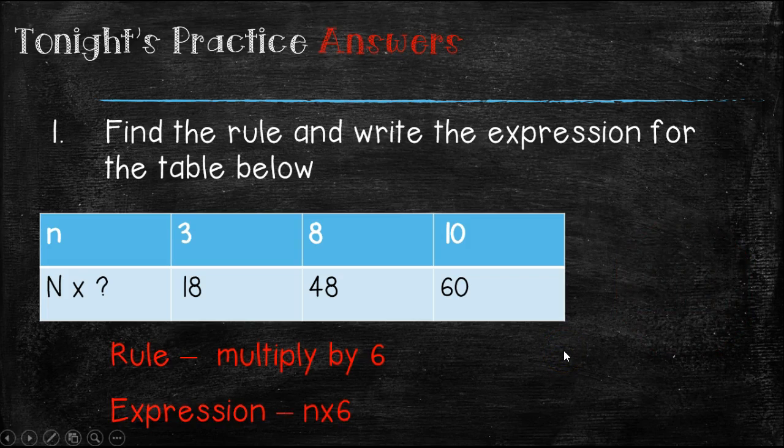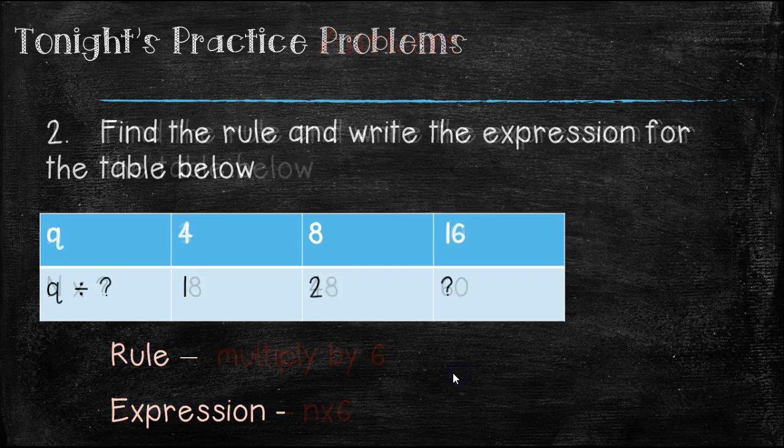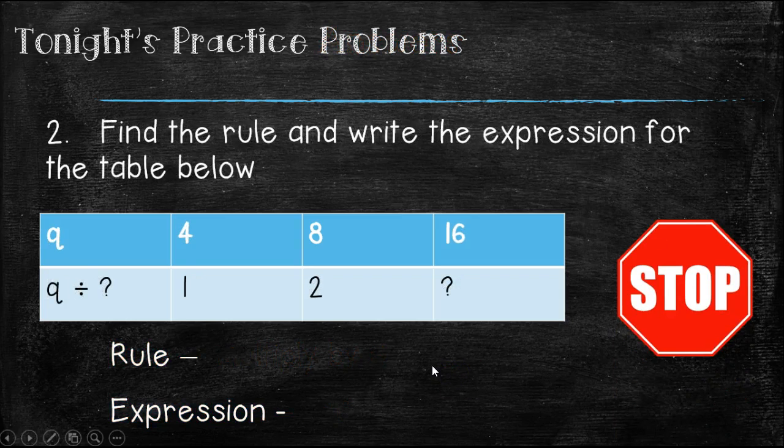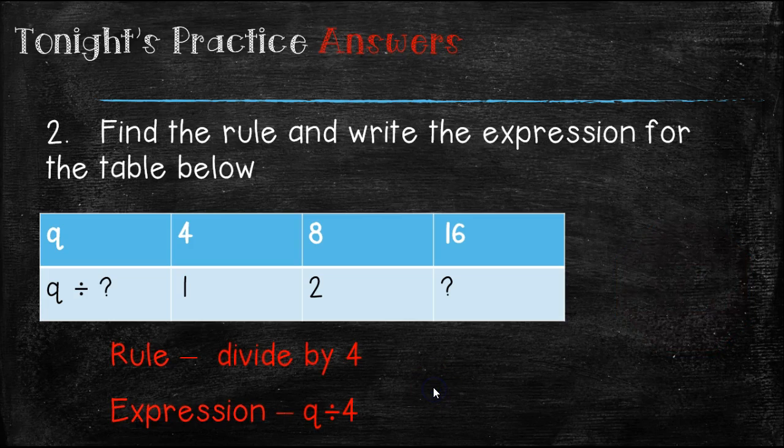The rule here is multiply by 6, and the expression would be n times 6, or n with the 6 in parentheses. Here's your next one. Pause the video and come back when you're ready for the answer. Coming back in 5, 4, 3, 2, 1. The rule here would be divide by 4, and the expression will be q divided by 4.